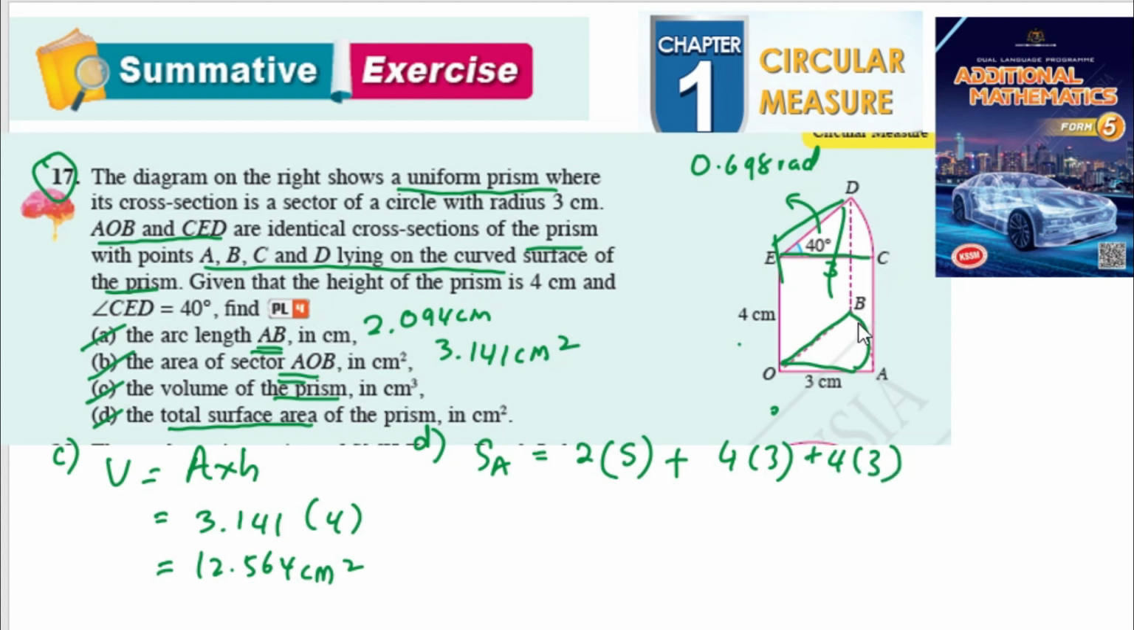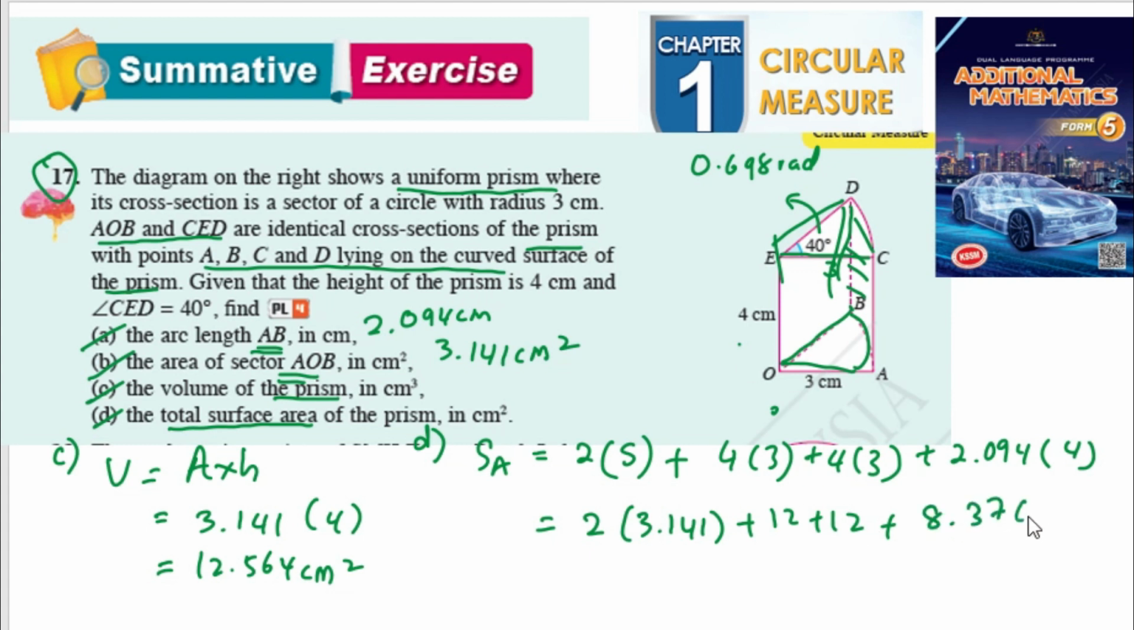And then the area at the back, DCBA. We know that DC is equal to the arc length, 2.094, plus 2.094, times the height, which is 4. So you see here these two, and then ECOA plus EDPO plus DCB. Here we get the arc length part, 3.141 plus 12 plus 12 plus 8.376. So here we get 38.658 centimeter squared.